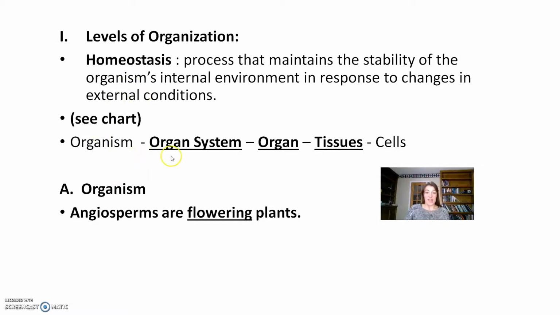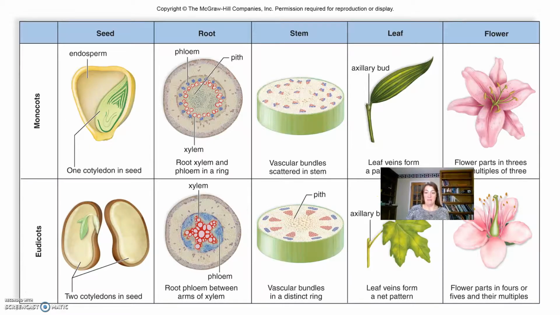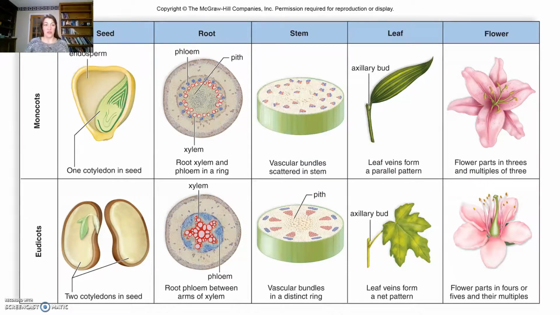The organism, like we said, you have organism, organ system, organ, tissue, cells. And we know that angiosperms are the flowering plants. So that's our focus today. Now this chart here is going to save you. I would memorize this, make sure you know everything about it.